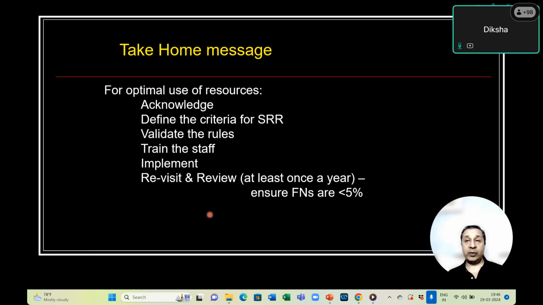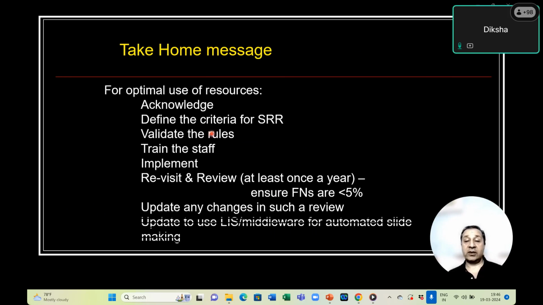And once we have done this, we need to make sure that we are revisiting and reviewing it at least once a year to ensure that the false negative rate is as low as less than 5%, and update any changes in such a review. And also preferably use laboratory information system along with middle layer to make automated slide making possible. Now, this would mean that I have come to the end of my presentation.